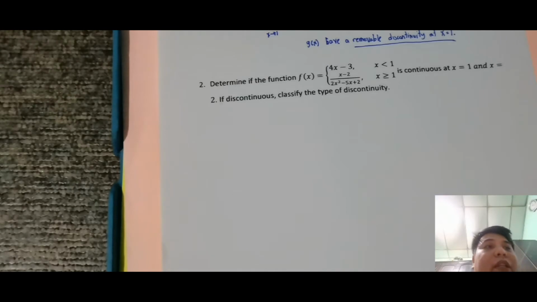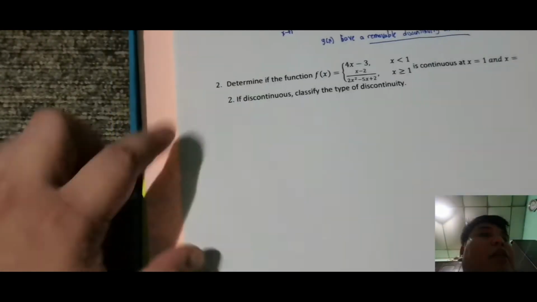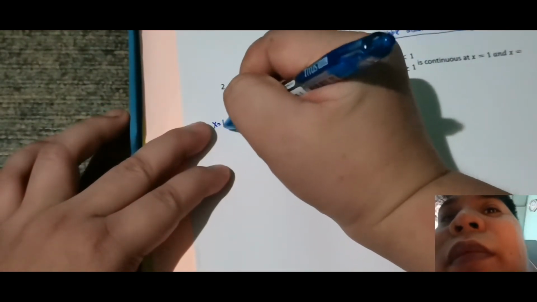Okay, so dalawa yung test natin. So una, test ko dito, lagay ko dito x is equal to 1. So, ano muna ang gagawin? F of 1.